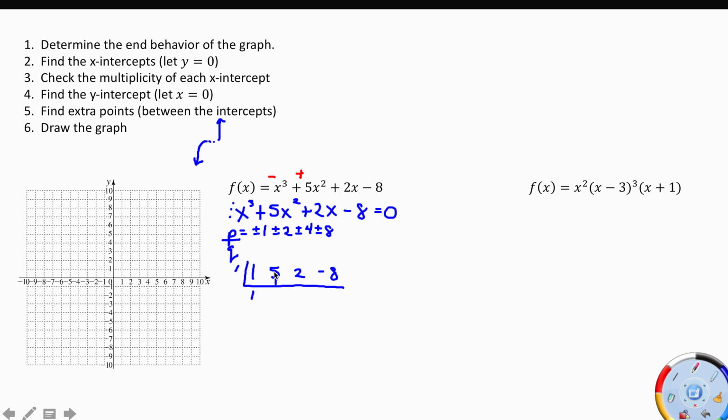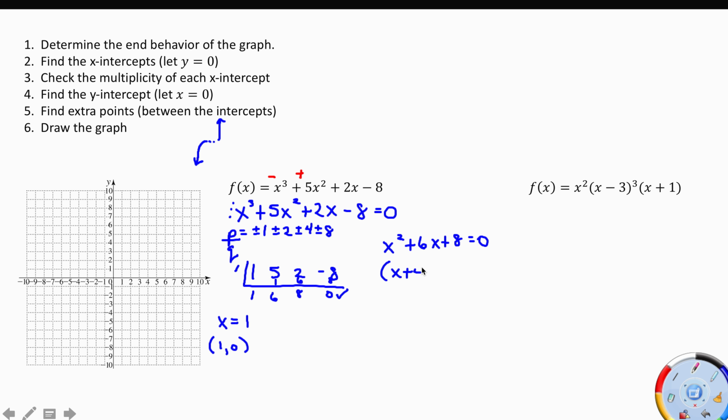1 times 1 is 1. 1 times 6 is 6. 1 times 8 is 8. Awesome! I found a 0. Right? So I know x equals 1 is a 0. In other words, that is the point 1, 0. And now this is a quadratic equation, which is x squared plus 6x plus 8 equals 0. So I can factor that and get my other two zeros.